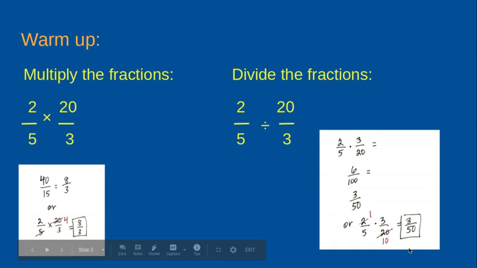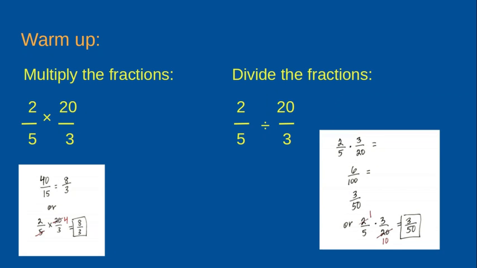So just like I did on the left, 2 times 3 is 6, 5 times 20 is 100. 6/100ths reduces by 2 down to 3 over 50. Or notice down below, I cross-canceled first. 2 and 20 reduce down to 1 and 10, so I'm left with 3 over 50. Either way, you're going to get the same answer.